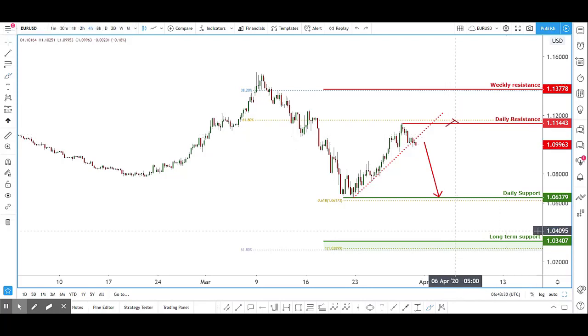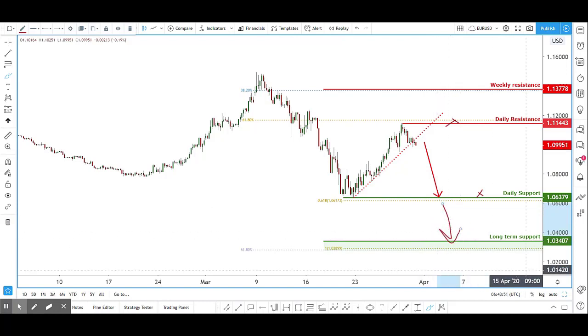So what will happen is I'll short the market now, and this daily support at 1.0637 will be my first take profit. Once price reaches this level, I will close out half of my position, move my stop loss to break even, and then let the remaining position ride out to the long-term support level. So again, the daily resistance will be my stop loss. Daily support will be my first take profit. Long-term support, my final take profit.